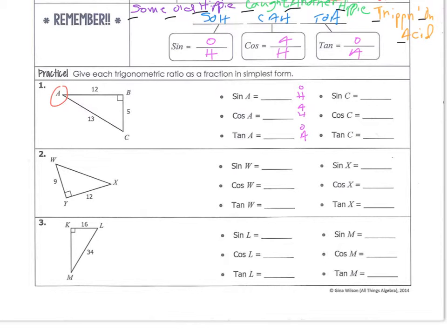So what's the sine? What is the side opposite to A? 5. And what's the hypotenuse? 13. So we've got 5 over 13. For cosine, what's the leg adjacent? 12. And what's the hypotenuse? 13. So we have 12 over 13. And then for tangent, what is the leg opposite over the leg adjacent? 5 over 12. Now, you are going to find the sine, cosine, and tangent of C.